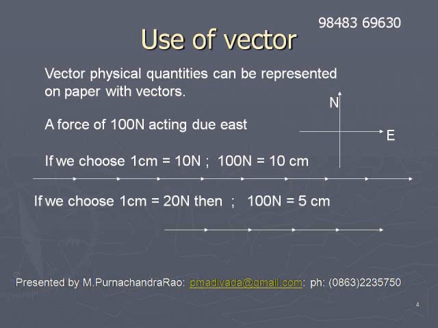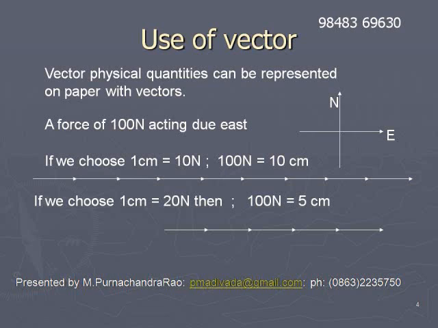For example, if you take a force of 100 newtons acting due east, this force can be represented by a vector. Consider the natural directions north, south and east, west. So, due east is from left to right. Take 1 centimeter equal to 10 newtons. A vector length of 1 centimeter equals 10 newtons. Then 100 newtons will become a vector of length 10 centimeters.